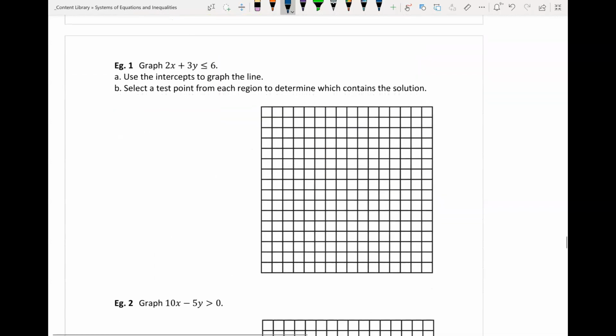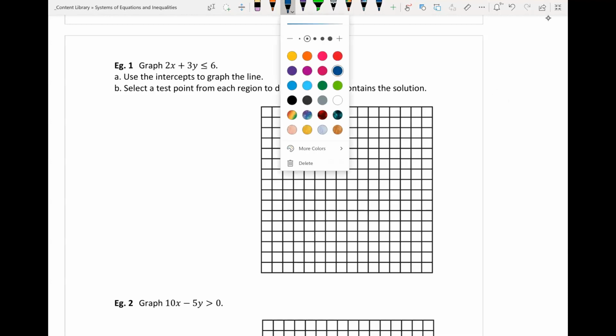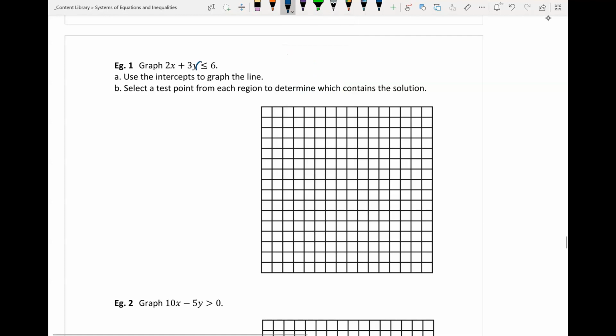So we're going to go ahead and try to graph our first example. We're given the inequality of 2x plus 3y is smaller or equal to 6. This or equal to sign means that we're going to draw a solid line. And we're going to use intercepts to graph the line for us. So we can ignore the inequality when trying to find our intercepts if we want to. So if we just think about the line itself, this is the equation for it.